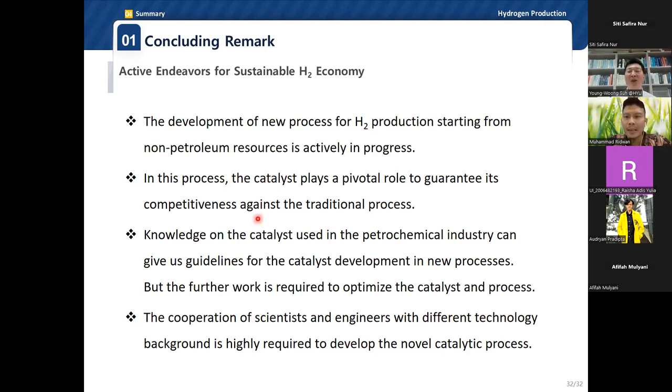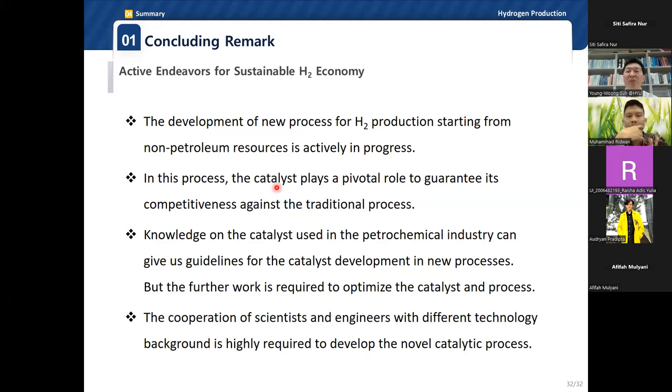So we are now moving forward to the hydrogen society, but still we are using gray hydrogen coming from natural gas. We are not cheaply producing the hydrogen by water electrolysis. So that means we have many things to do for the sustainable hydrogen economy. So probably non-fossil resources should be our future resource for the hydrogen production.